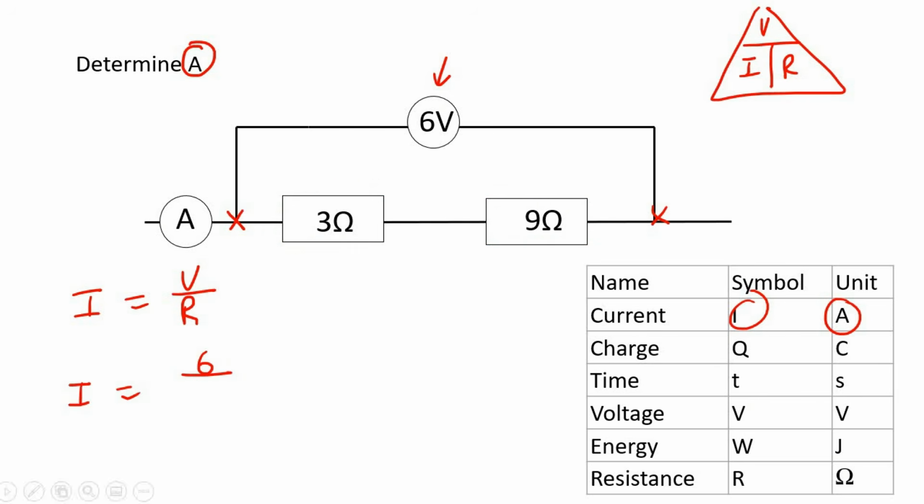Now remember, these resistors are in series. And we've learned in previous lessons that when resistors are in series, you just add them together. So you just say 3 plus 9. You don't have to use that weird R parallel is equal to 1 over R1 plus 1 over R2. That's only when they're in parallel, which we'll look at a little bit later. But in series, you just add them together. Okay, so that's going to give us 6 divided by 12, and that's going to give us 0.5 amps.